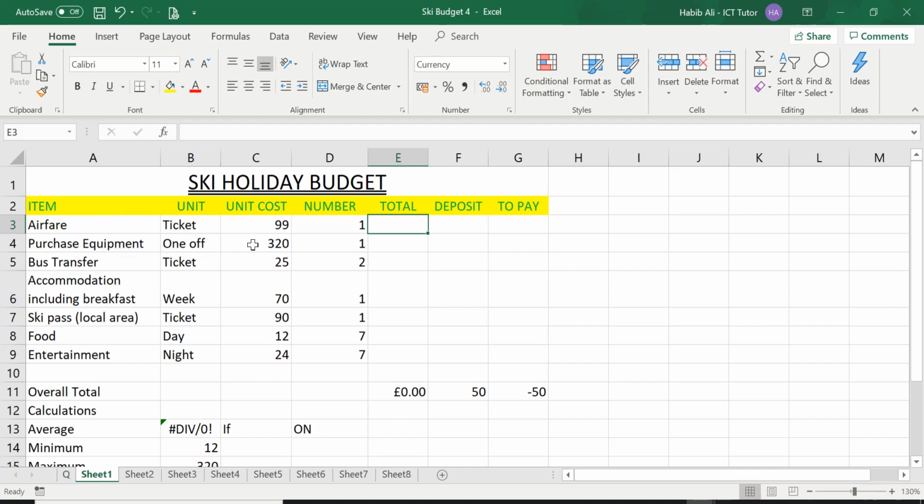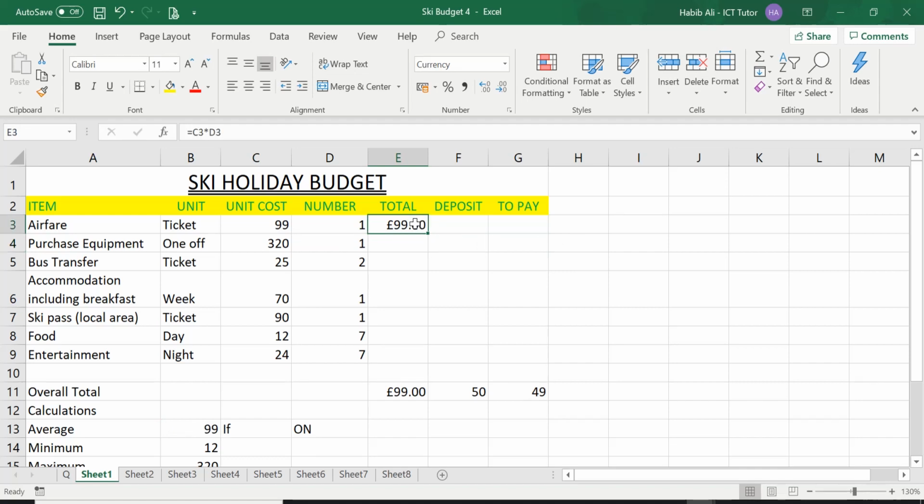So we sold tickets, the price is 99 for this airfare, and we have quantity is 1. So it's a simple multiplication formula. I'm going to go straight into it. So equals unit cost C3 multiplied by the number, press enter, and we get £99.